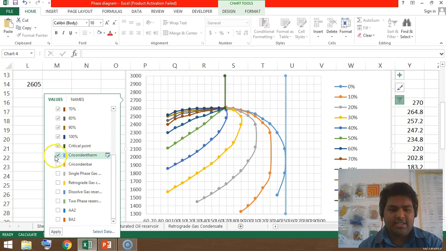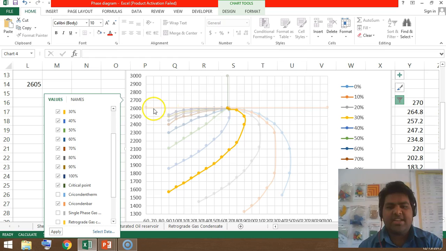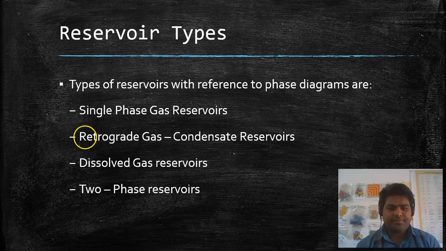Then similarly, there is a bar for pressure also. It's called the cricondenbar. This orange line which you are seeing is the cricondenbar. If the pressure is above the cricondenbar pressure, then no matter what the temperature, the reservoir fluid will be either single phase liquid or single phase gas. Both the phases cannot coexist. Basically it's the critical point line by which you can distinguish if it's a single phase liquid or single phase gas. We will see this later. So let's get back to the presentation.